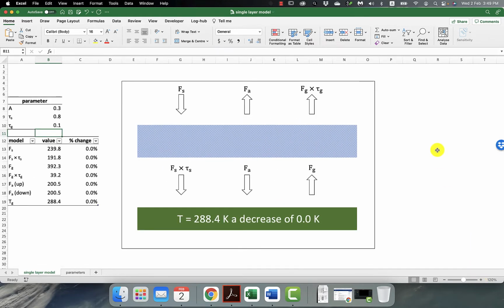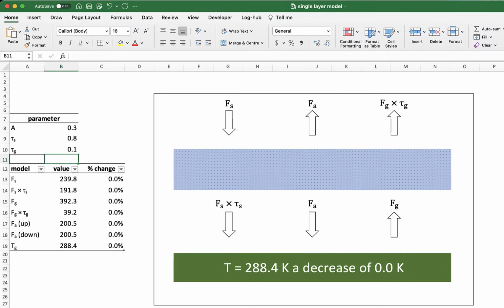Okay, great. With this spreadsheet open then, we can see a graphic in the center here, and this will be familiar from the lecture itself. We have the various radiative fluxes into and out of the Earth system and how they interact with the atmosphere and the Earth surface. The temperature of the Earth's surface is reported here, as well as any change to the temperature that might result from altering any of the parameters from their default values.